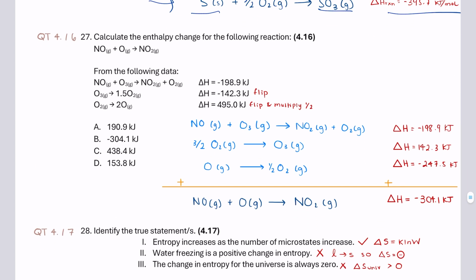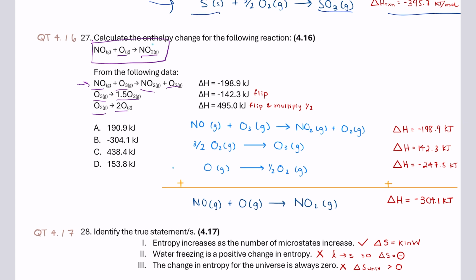Problem 27 says, calculate the enthalpy change for the following reaction. In the products, we have nitrogen dioxide. Nitrogen dioxide only appears in reaction 1 as a product as well, and they're both 1 mole. So we're going to keep reaction 1 as is for now, just looking at our product. Now let's take our focus to the reactants. In the reactants, we have nitric oxide gas. This also only appears in reaction 1 as a reactant as 1 mole as well. So this confirms that we should keep reaction 1 as is.